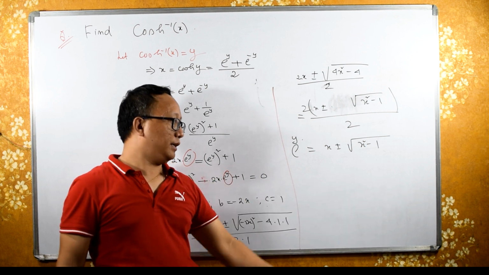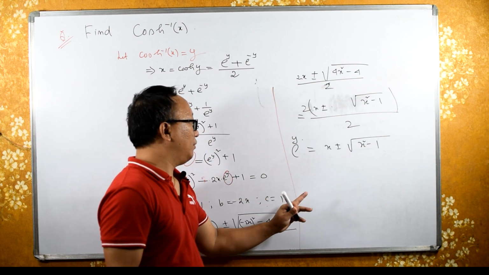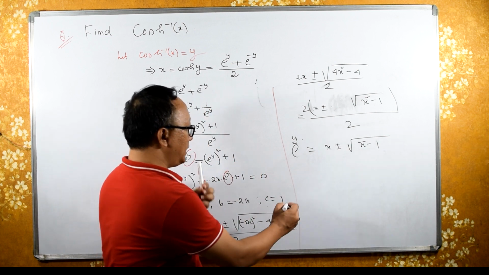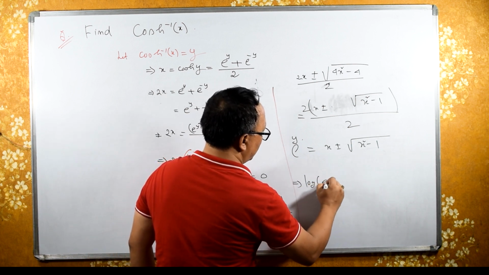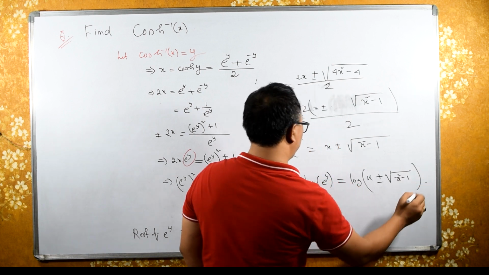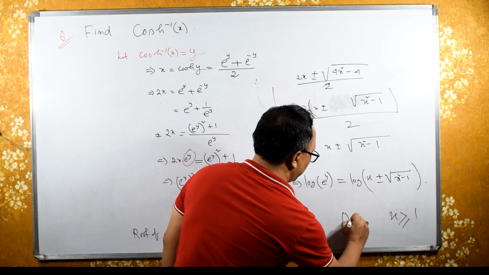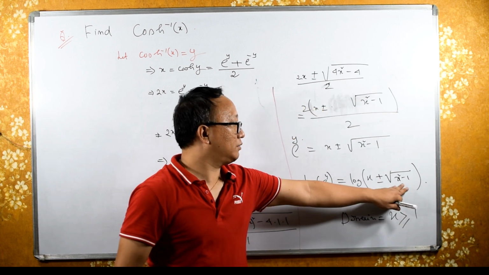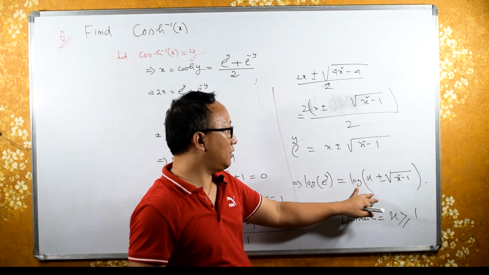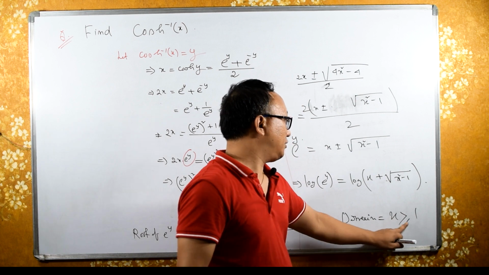Now remember e raised to anything is always positive. Here we have two options, plus or minus. If you choose minus over here, this is going to be negative. On taking log on both sides, log of e raised to y equals log of x plus minus square root of x square minus 1. For plus it is fine, but x should be greater than or equal to 1; that is the domain. For minus, since log is there, a negative value is going to be a problem. Therefore we have only plus over here, but the domain is x greater than or equal to 1.